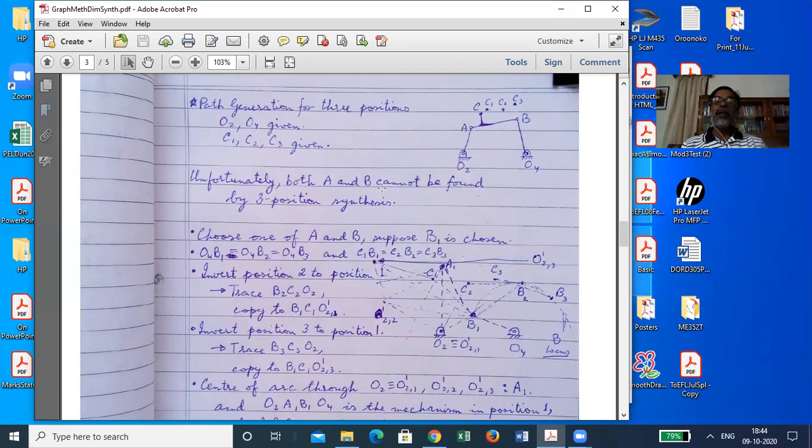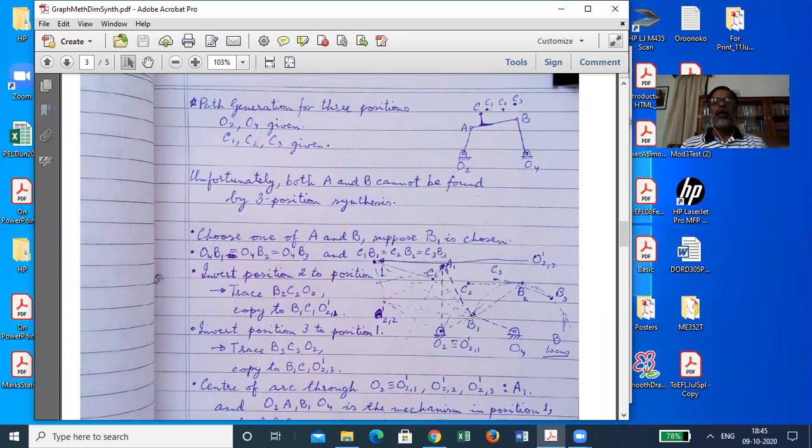So in path generation, and you will see in function generation also, in 3 position synthesis, too many things are actually selected. Okay, so which actually did not give me a lot of satisfaction. But anyway, choose one of the two, A or B. Suppose B is chosen at the first position. So now come here. O2 is given, O4 is given, C1, C2, C3 are given, C1 here, C2 here, and C3 here. Fine. Now you have chosen B1.